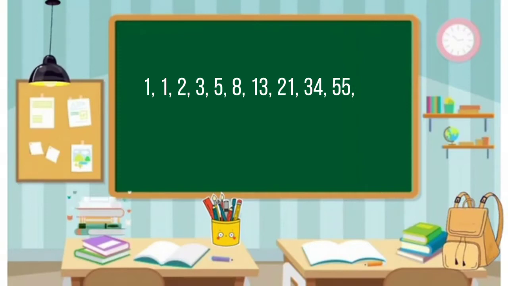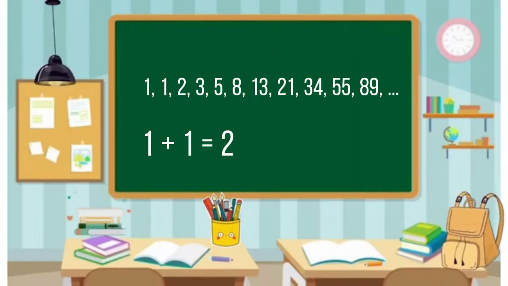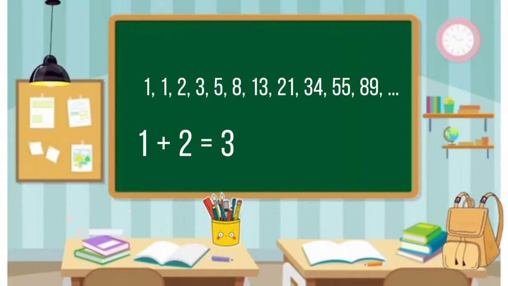The first two terms are both 1, and every term thereafter is the sum of the two preceding terms. For instance, the third term, 2, of the sequence is obtained by adding the first two terms. 1 plus 1 equals 2. Similarly, the fourth term, 3, is obtained by adding the second and third terms. 1 plus 2 equals 3.